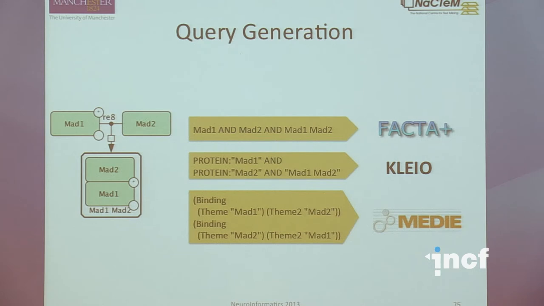I don't have much time, but the query generation basically is, as I said, based on three different types of systems. Each system demands different types of queries. Like Kleio demands semantic types, and MEDIE demands events. So again, the ranking of the documents is based on the types of the reactions that we have in the model. If you have SBML, and currently we have only CellDesigner, you have different types of reactions and reactants. We have created rules to map these reactions into event representations. And this is how you're doing the querying.